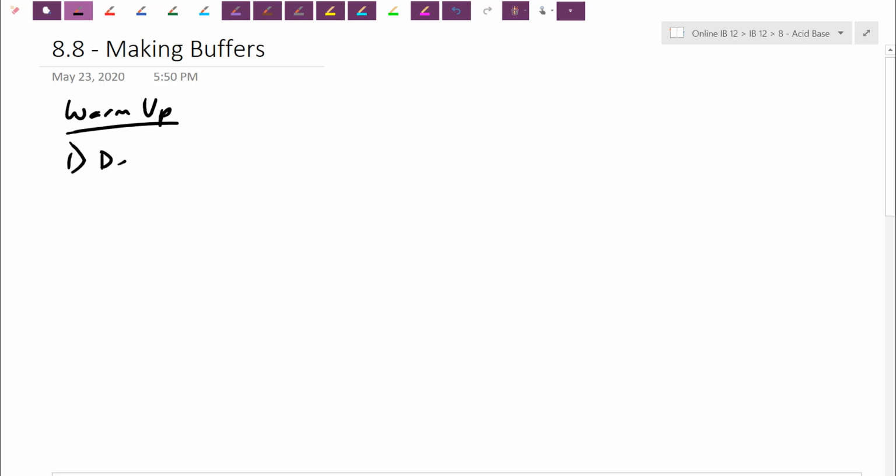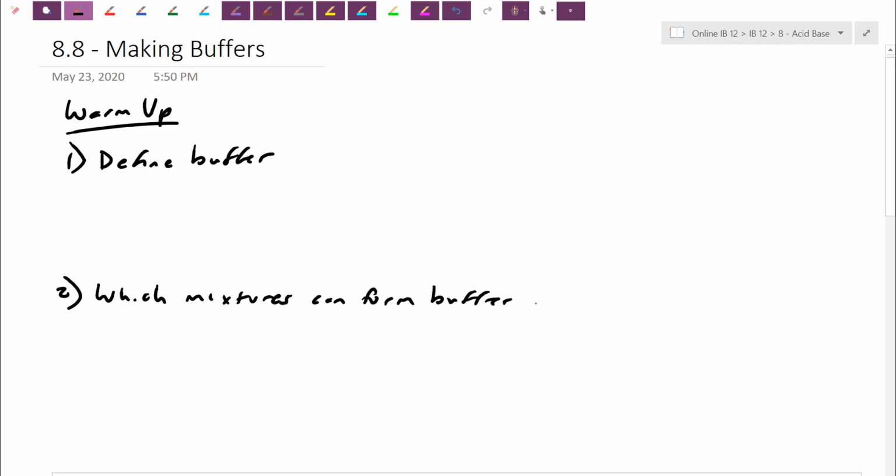First question, I just want you to define buffer. What is a buffer? And question number 2, based on your definition and based on the job of a buffer, which of the following mixtures below can form buffer solutions?